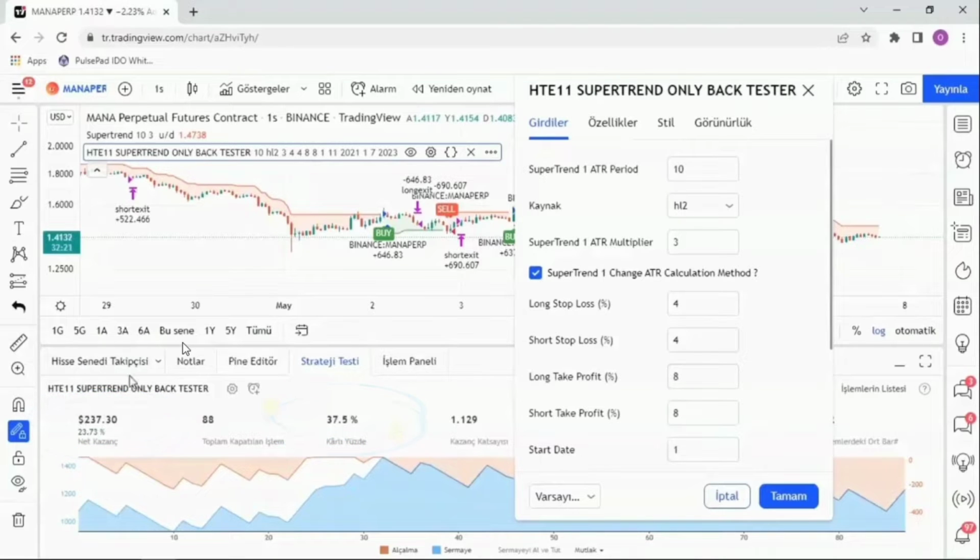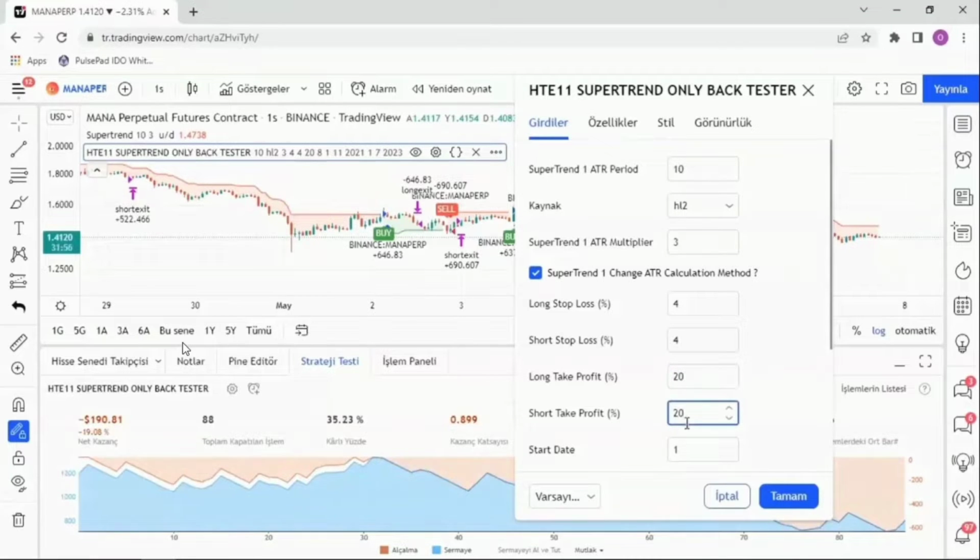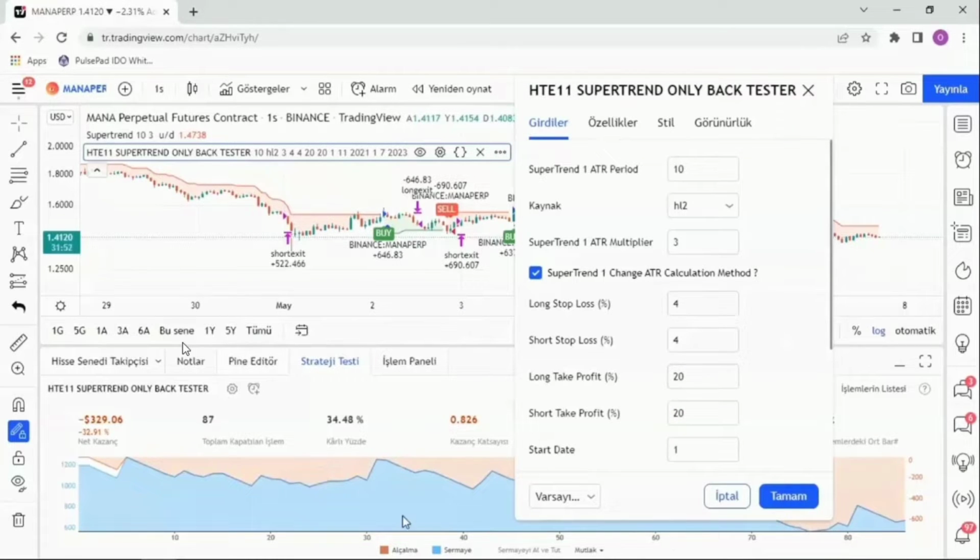Both success rate and net profit decreased significantly. So we shouldn't trade with a strategy that has 37% success rate and 23% profit. Okay, let's give it another try and use a very high risk and reward ratio like 1 to 5. Unfortunately, our success rate went further down and we started to lose money.